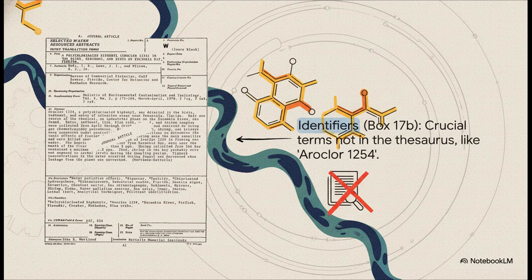And right below that, in box 17B, are the identifiers. Escambia River is a specific place. Arachlor 1254 is the specific chemical they were studying. These are way too specific for the general thesaurus, but are absolutely essential for finding this particular document. This form right here is the whole package.